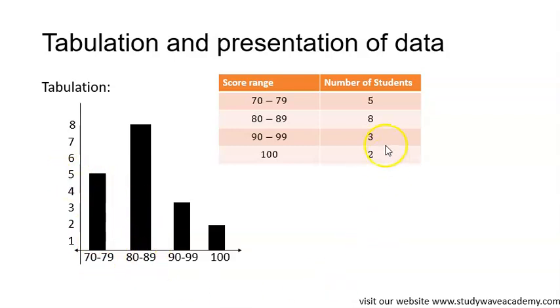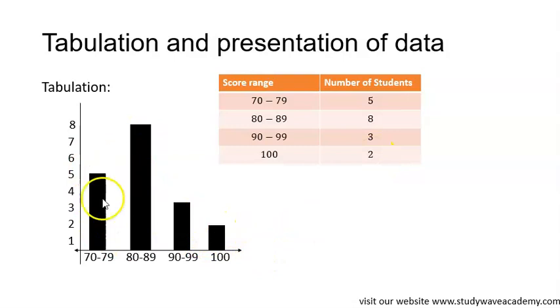80 to 89, the number of students is 8. You draw your bar to 8. 90 to 99, the number of students is 3. You draw your bar to 3. And 100, the number of students is 2. You draw your bar to 2.